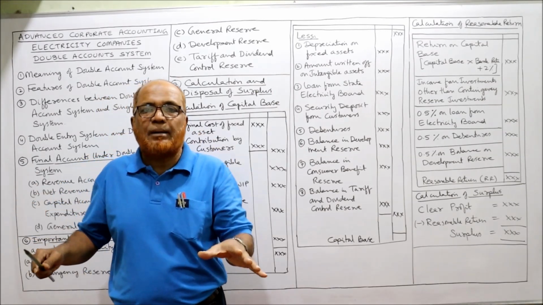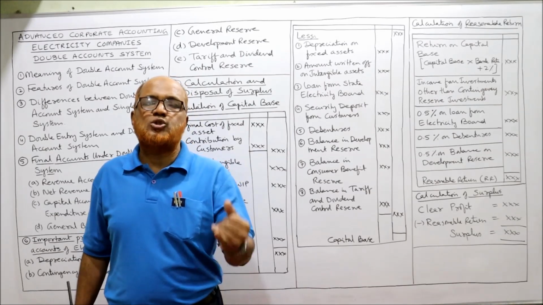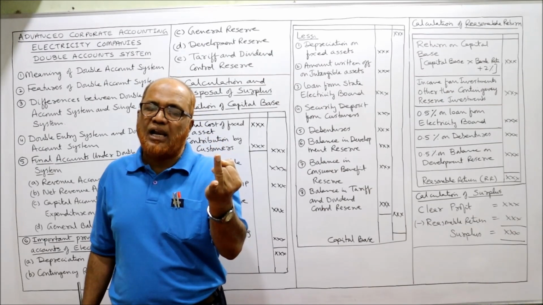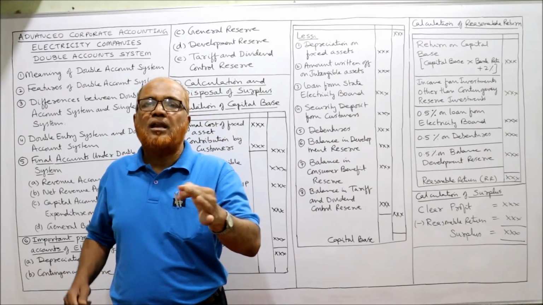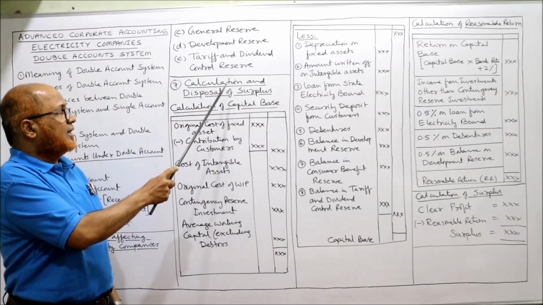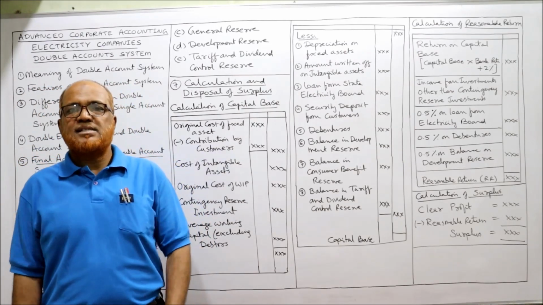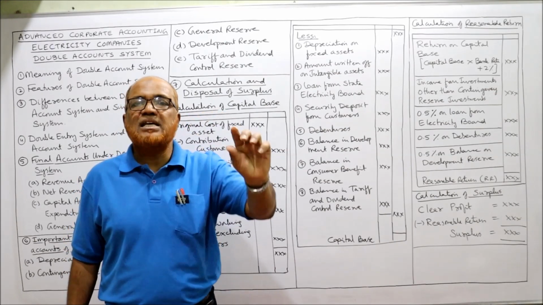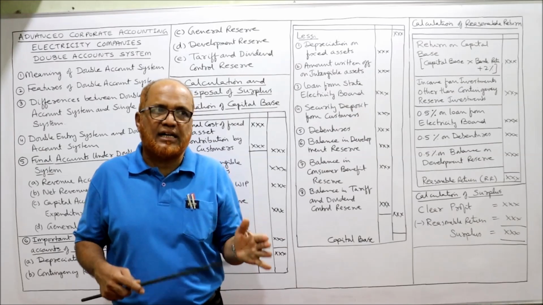The Electricity Companies Act has given the procedure. First we need to calculate the reasonable return, then we calculate the clear profit, then we get the surplus, then we see how to dispose of the surplus. That is called calculation and disposal of surplus. See, surplus means clear profit minus reasonable return. That means the actual profit the company has earned.